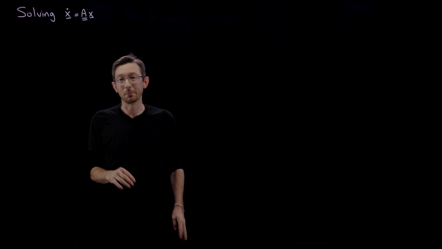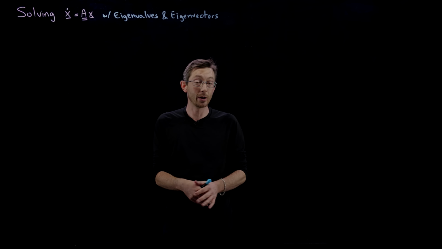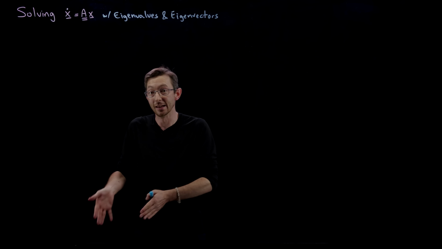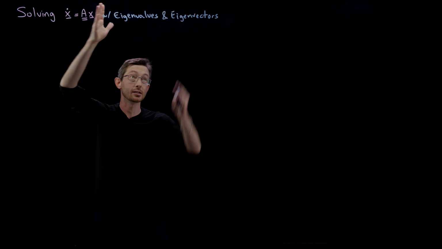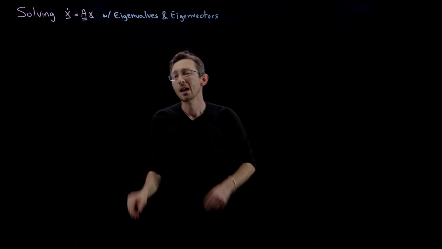So I'll just put that up: solving x dot equals Ax with eigenvalues and eigenvectors. And I'd say this is one of the culminations of all of introductory applied math, linear algebra, and differential equations. It is going to be covered in this and the next two lectures, where we really break down how to solve matrix systems of differential equations using eigenvalues and eigenvectors.